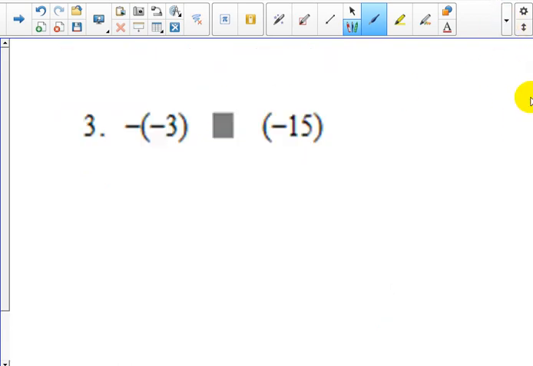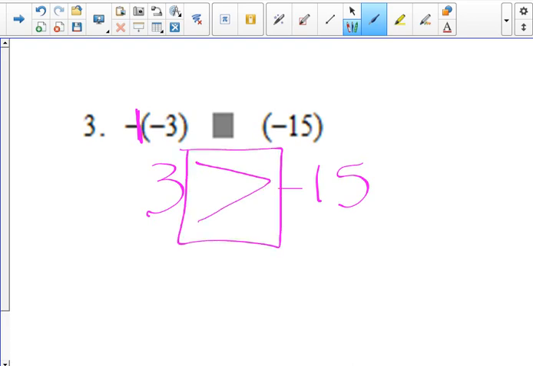So our next problem, we have to do a little distribution. And remember, when you've got a negative sign right up against a parenthesis, that's like distributing a -1 to that next term. So -1 times -3 is +3, and a -15 over here. Well, the 3 is greater, so it's going to go this way. So that is your symbol.